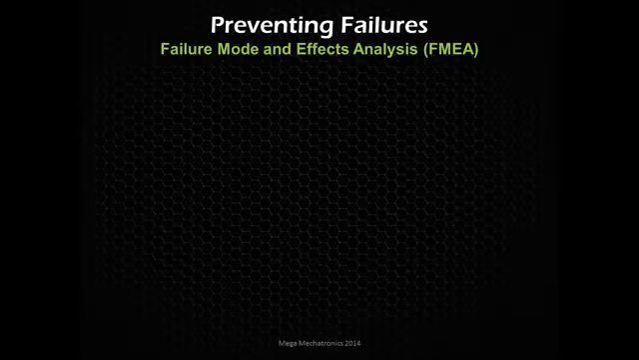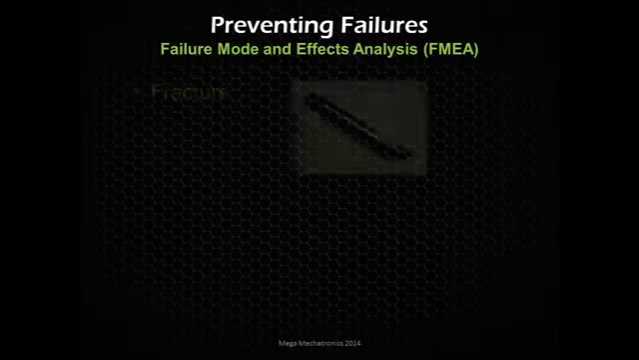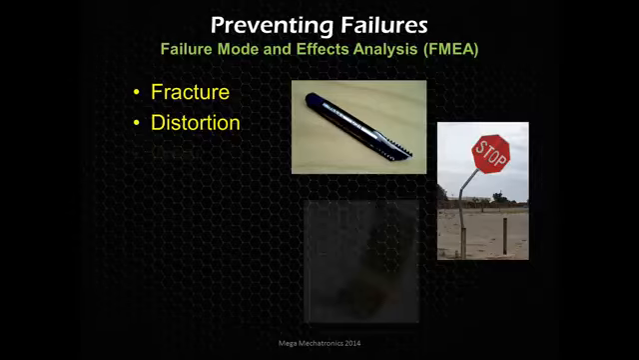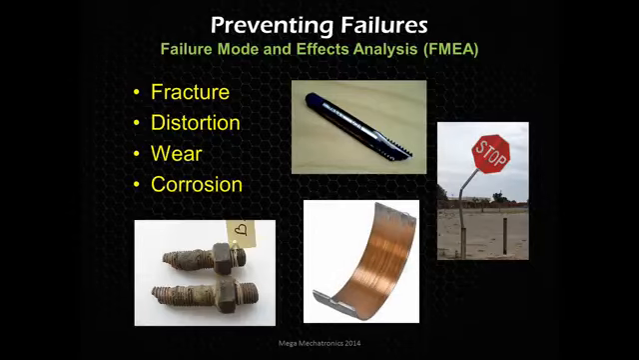So preventing failures, failure mode and effects analysis. Well, you need to look at your part and for fractures. So why did it fracture? Well, probably because it was fatigued, it was overstressed, there was corrosion. So things you can change for distortion failure is prevent that distortion, prevent something from hitting it, prevent a car from running into it, increase the structural rigidity of that system. Wear. Do you need to improve the lubrication systems?